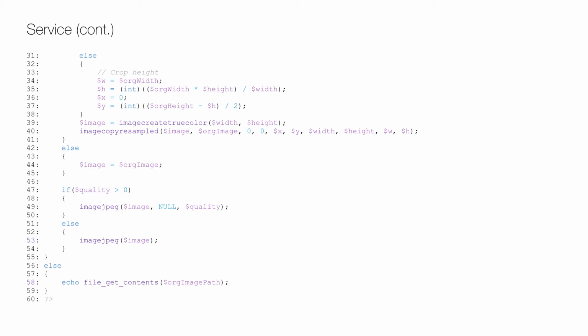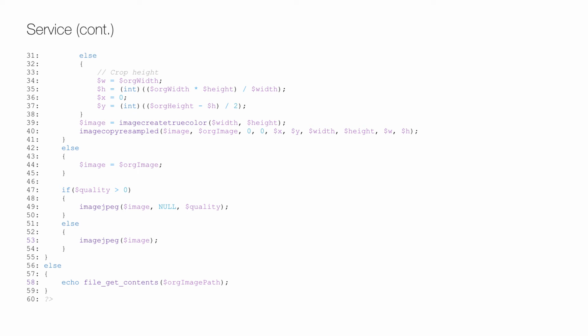And finally, we check for the quality parameter on line 47. And if specified, we use it on line 49. And if not, we use the default quality on line 53. And the default quality is about 75%, which means 25% compression.